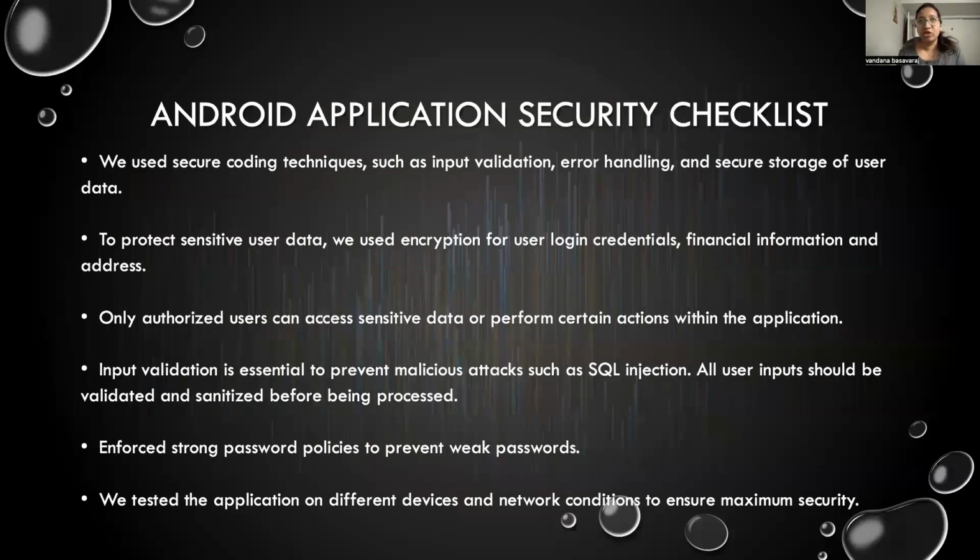Android application security checklist. So we use secure coding techniques such as input validation, error handling, and secure storage of user data. And then to protect sensitive user data, we used encryption for user login credentials, financial information, and addresses. Only authorized users can access sensitive data or perform certain actions within the application.